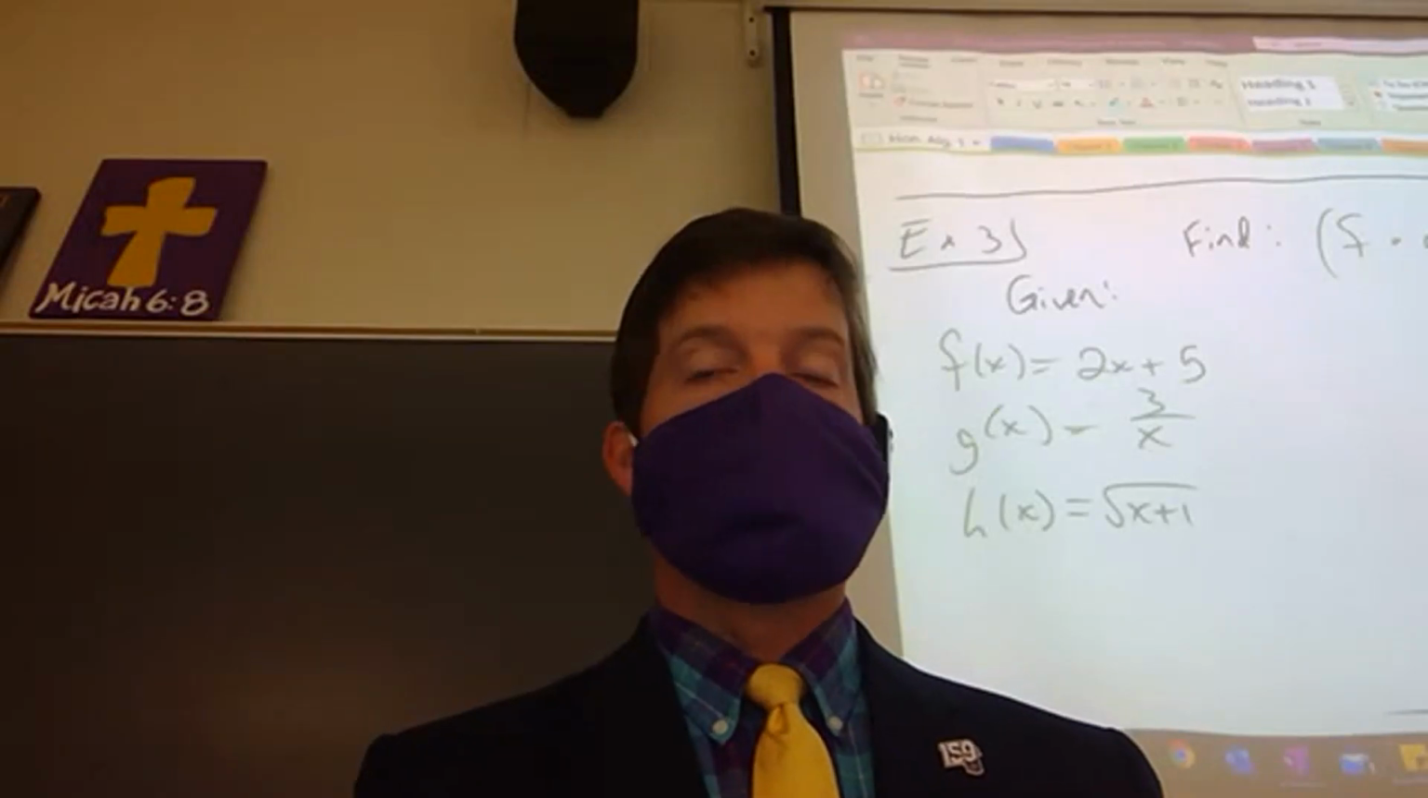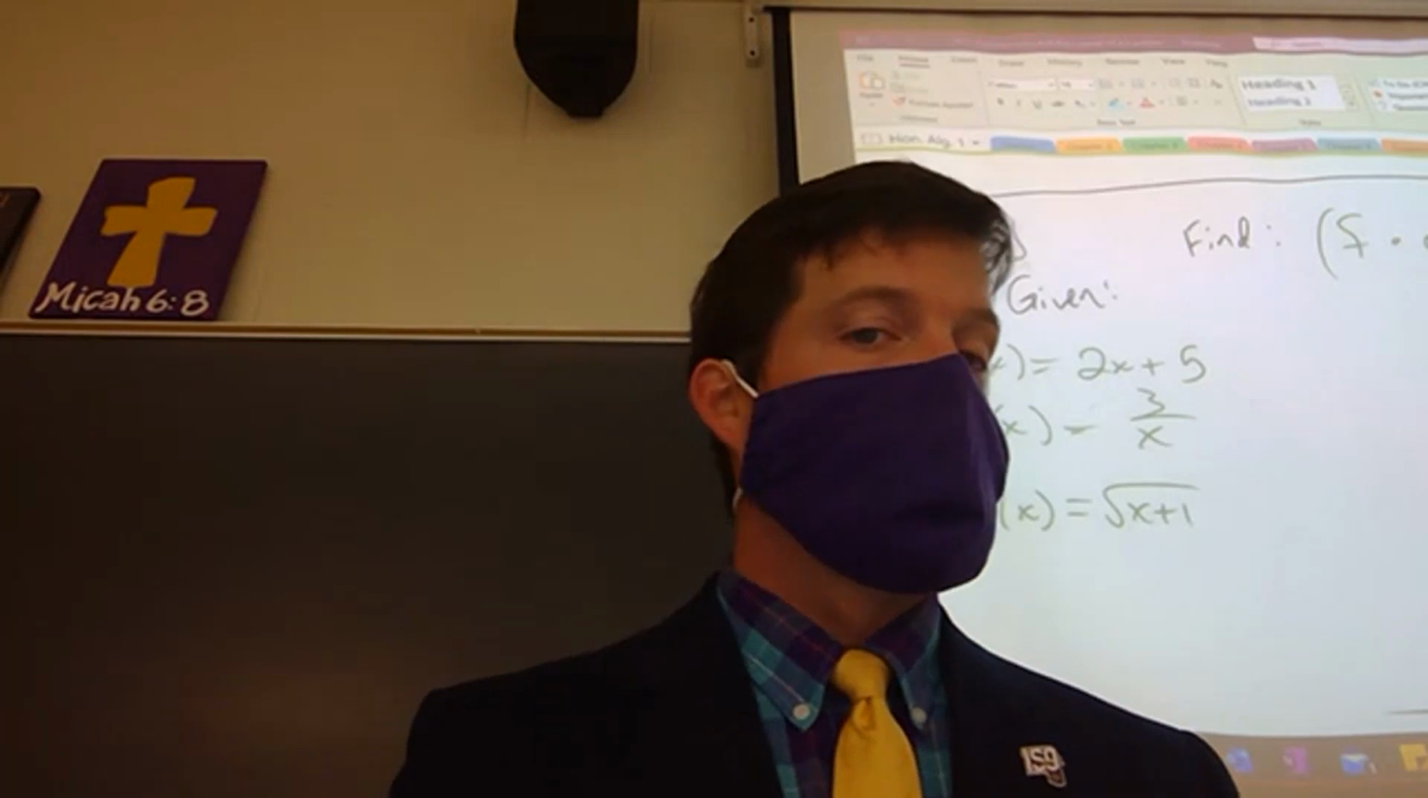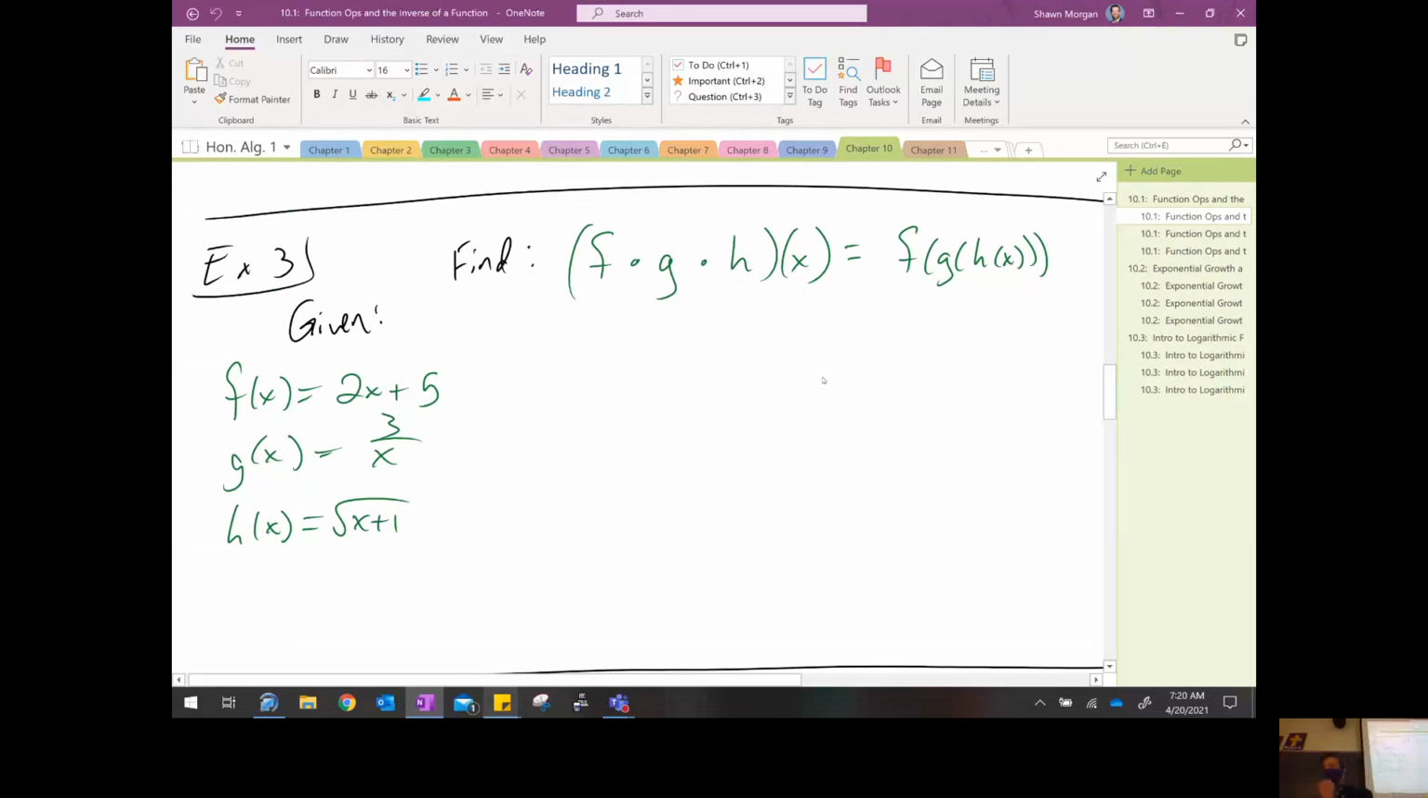This one's going to be a function within a function within a function. In other words, it's going to go 3 levels down. We're given f, we're given g, we're given h, and we're asked to find f of g of h. Up at the top where it says f and then the little circle and then g and then the little circle and then h, that's another way of saying f of g of h. In other words, h is inside of g, which is inside of f.